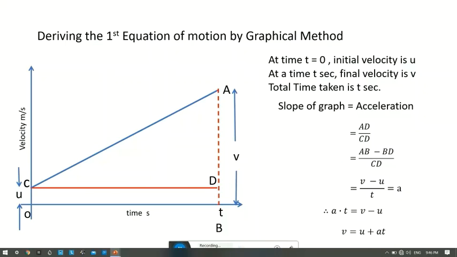but the value of AD is AB minus BD, where AB is equal to V, that is final velocity, and BD, which is parallel to OC, and OC is equal to U, therefore BD is equal to U. Similarly, CD, which is parallel to OB and which is time t. So we get a is equal to V minus U by t, or a into t is equal to V minus U, or V is equal to U plus at. This is first equation of motion by graph.